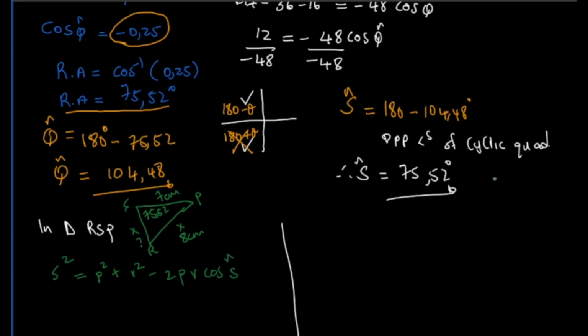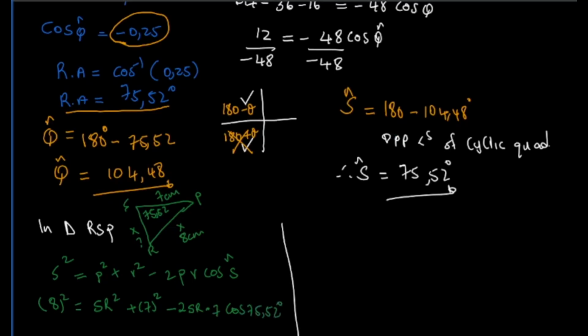Again, if we substitute, this is 8 squared equals p. The small p is the one that we are looking for, which is SR, and then the small r is 7. Minus 2 of that p, which is SR, times the small r, which is 7, the cos of that 75.52.